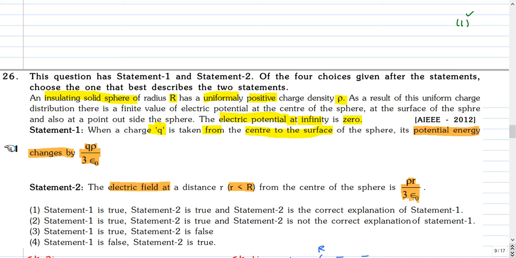This is the next question. This question has statement 1 and statement 2. Of the 4 choices given after the statements, choose the one that best describes the 2 statements.